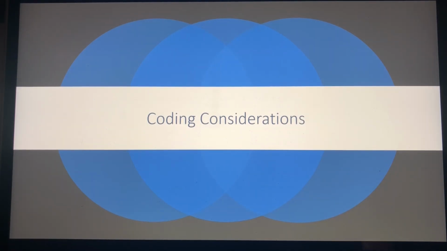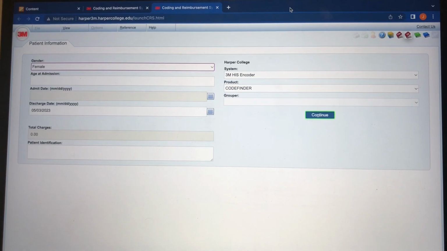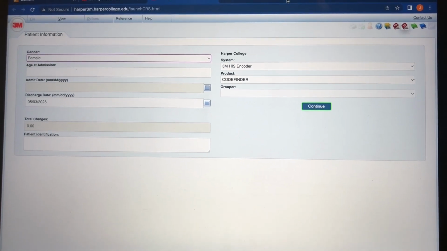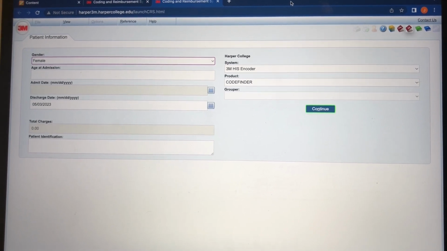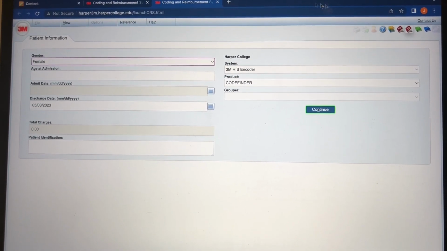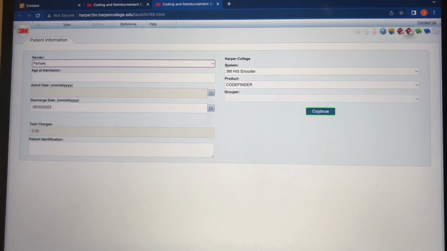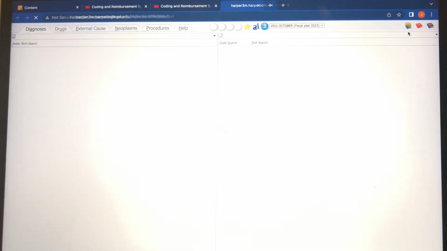Coding considerations. There are multiple includes, use additional, and excludes one notes at category G30, which is Alzheimer's disease. Multiple coding may be required, and the timing of disease may impact coding selection. Let's take a closer look. As previously mentioned, there are multiple includes, use additional, and excludes one notes at category G30. Multiple coding may be required, and the timing of the disease may impact coding selection.